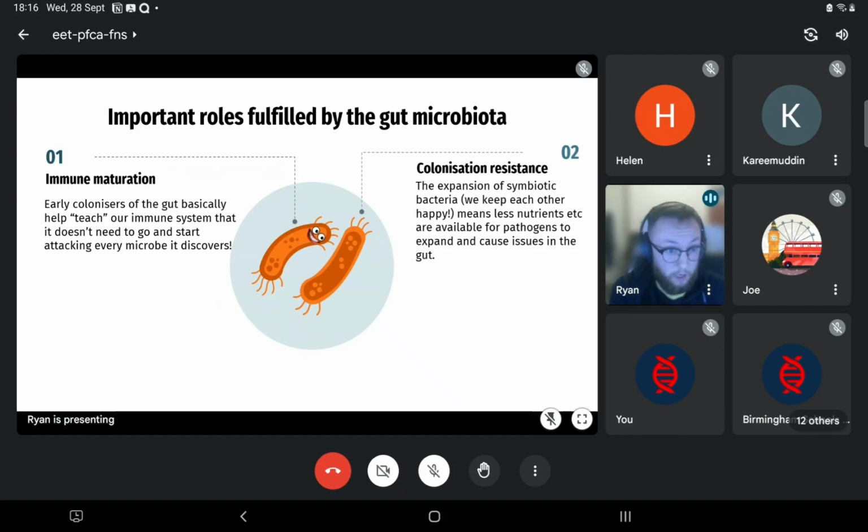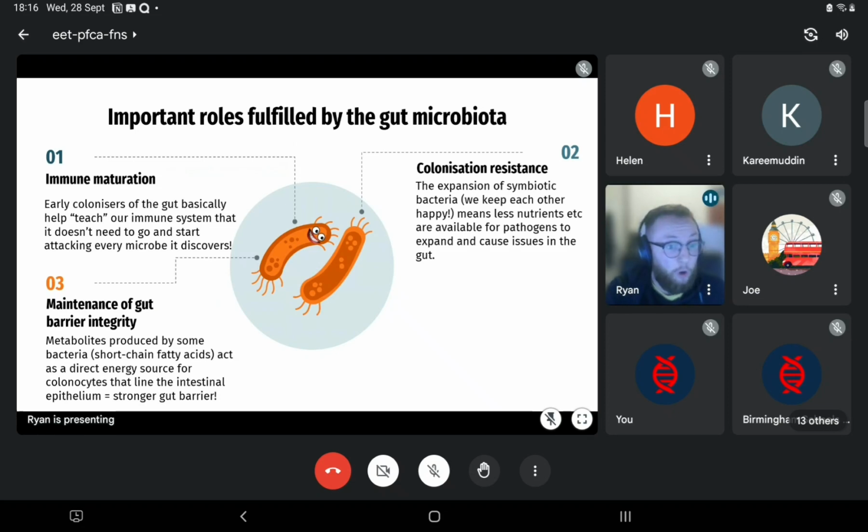Also, the early colonizers are generally good symbiotic bacteria, so they help us and we help them by giving them an environment to live in. And by them just existing and living there, that reduces the chance of pathogenic or bad bacteria having a chance to grow because they'll be competing for nutrients in that same environment. So it really helps us there as they keep out the bad guys that can really cause issues.